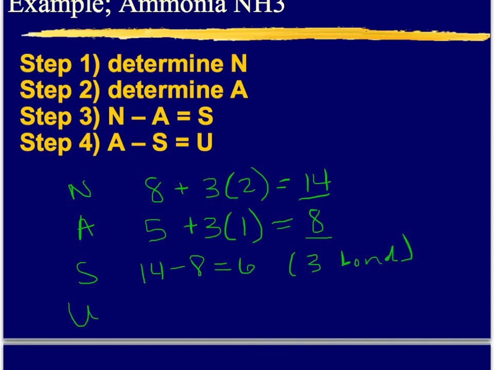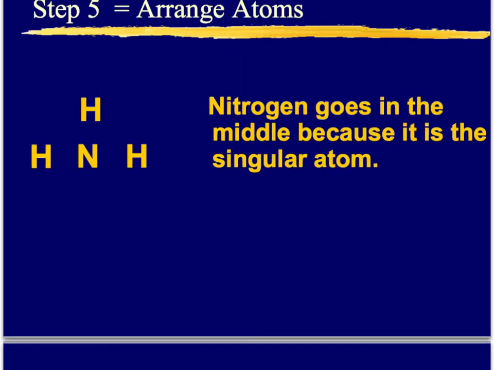Then let's look at our unshared. So I'm going to take 8. So we're taking now our available minus our shared. So 8 minus 6 equals 2. So I should see 1 lone pair, 2 electron dots around our structure. So remember, we want our molecules to look as symmetrical as possible. That's one of the easy ways to create the right Lewis dot structure. So we're going to put nitrogen in the middle because it's the only singular atom, and then we're going to distribute the hydrogens equally around the nitrogen.